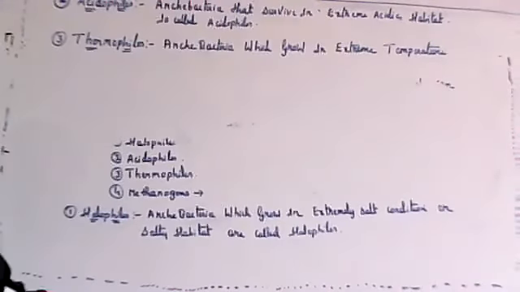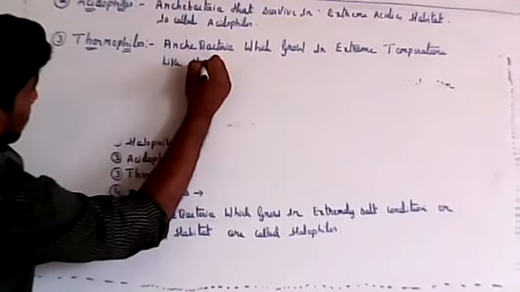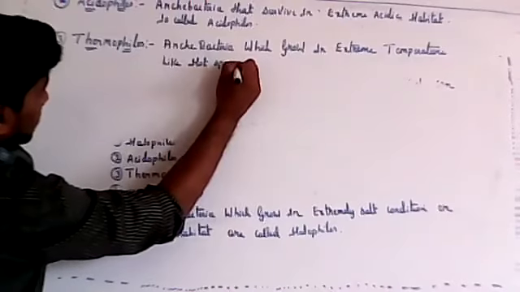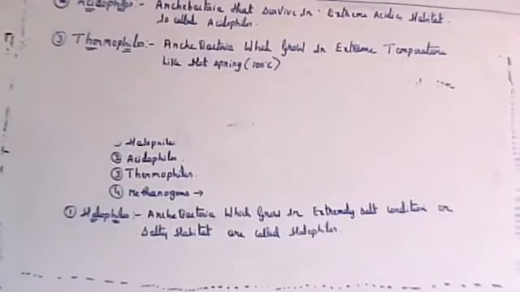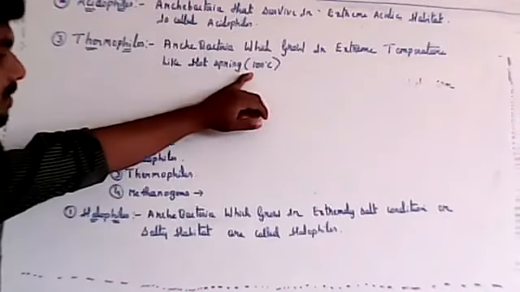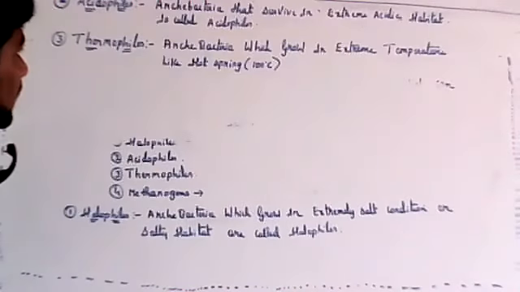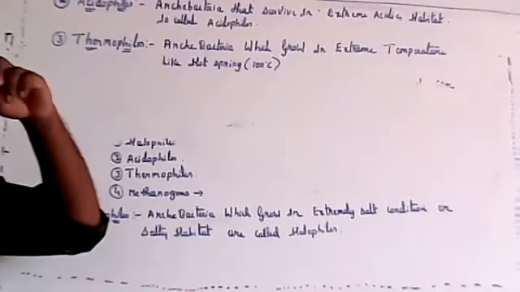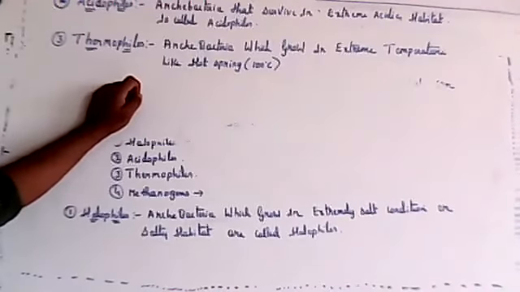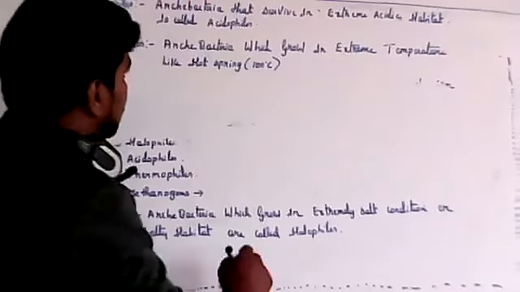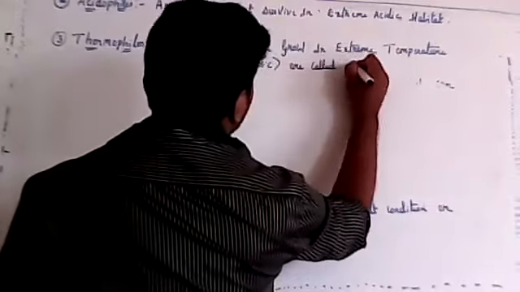Like a hot spring, near a hot spring the temperature will be around 100 degrees Celsius. In some areas you can find water at very high temperature, up to 100 degrees Celsius. In such areas these thermophiles will grow. So the archaebacteria which grow in extreme temperature like a hot spring are called thermophiles.